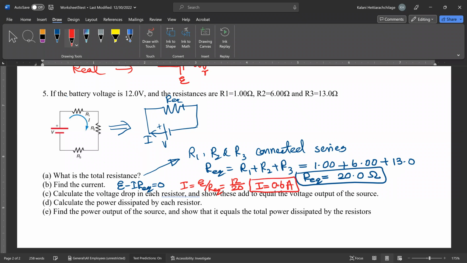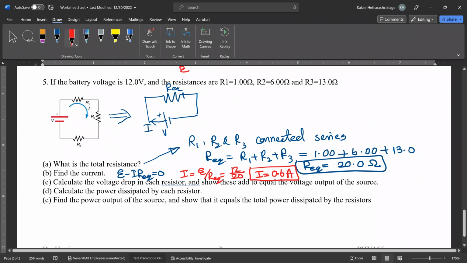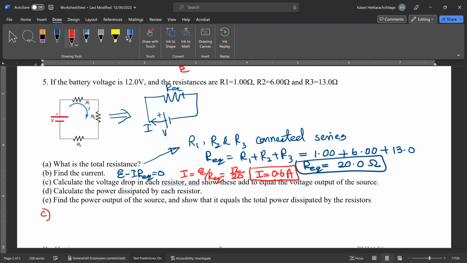Okay, so let's do the C. I'm going to do the C on the bottom since I don't have enough space in there. C. Calculate the voltage drop in each resistor and show those add into the voltage of the source. So now each resistor has what? You're going to use Ohm's law, right? So V1 equals I, same for them, times R1. Second one, we have the same I, resistance R2. Third one, we have the same I, resistance R3. So then you have the I value: 0.6 times R1, which is 1 ohm. And next one is 0.6 times R2, which is 6 ohm. And next one is 0.6 times R3, which is 13 ohms.